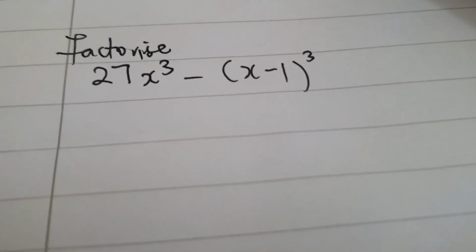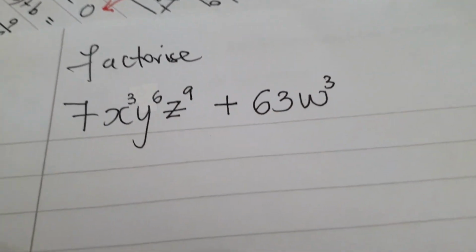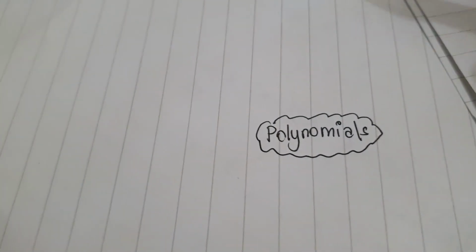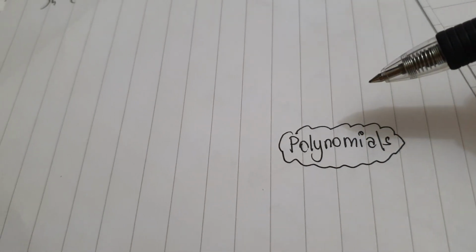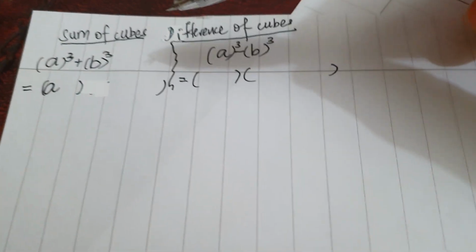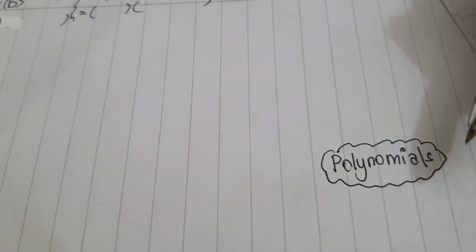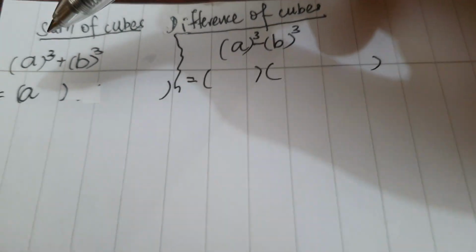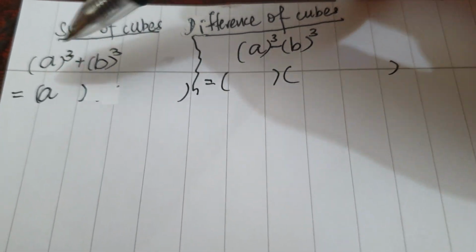Many of you couldn't factorize this. Okay, so in this video we are going to revise how to factorize these, and I'm going to do a mind map for you. So this is the first series of mind mapping. Okay, so this topic is under polynomials. So you are actually factorizing cubic expressions.